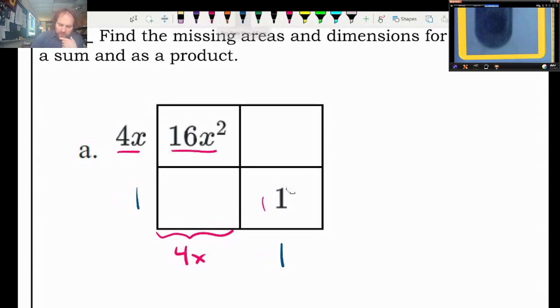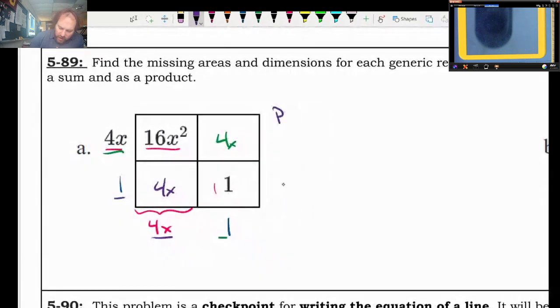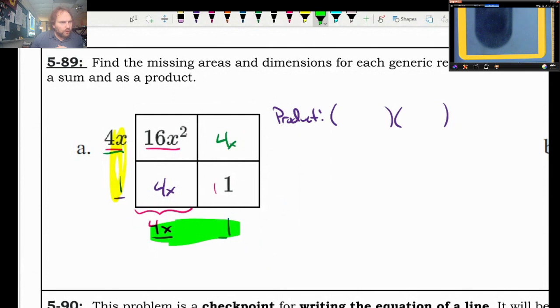You can fill out the rest right now because 4x times 1 is going to be 4x. And 4x times 1 is also 4x. So as far as writing your answer as a product, I'll help you out with that. The product is a multiplication problem, and you're going to take the dimensions of your box and multiply them together. It's going to be 4x plus 1 times 4x plus 1. Or if you want to be fancy, 4x plus 1 squared.